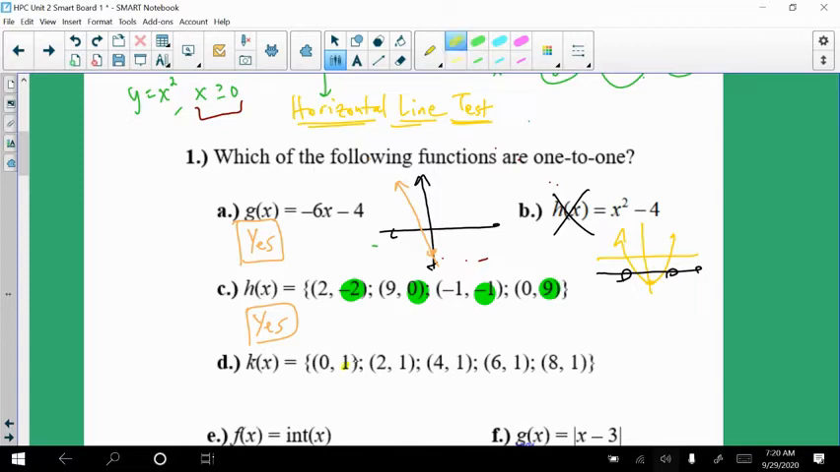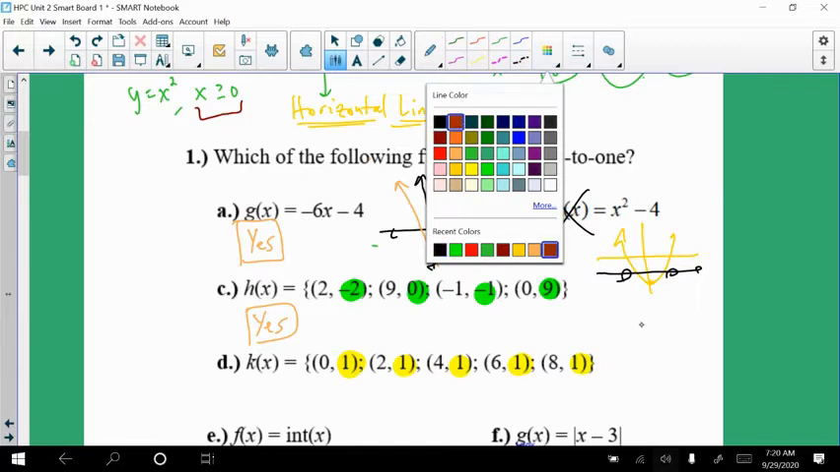But if I look at the next example, I have 0 going to 1. I have 2 going to 1. I have 4 going to 1. I have 6 going to 1. I have 8 going to 1. So all these values are going to 1. In fact, if you were to draw this graph, it's a dotted horizontal line.